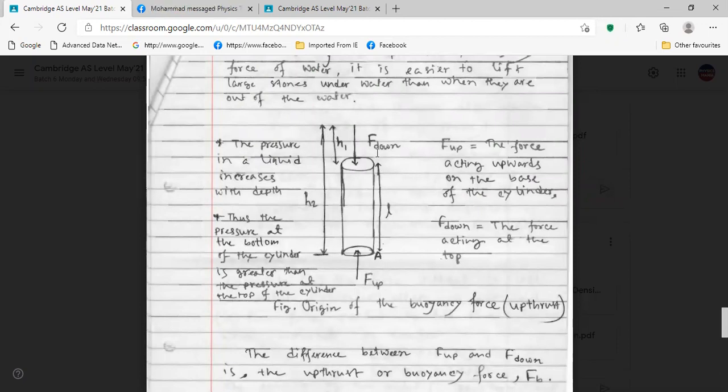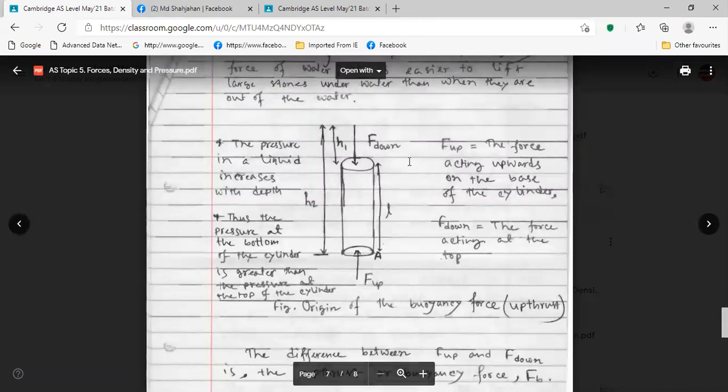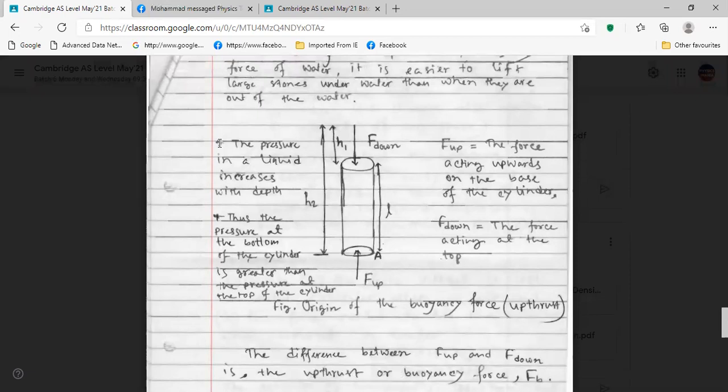Yes, sir. There is one force working downwards and one force working upwards, that is F up and F down, right? So here we have some points. The pressure in a liquid increases with depth. This one we know already. Thus, the pressure at the bottom of the cylinder is greater than the pressure at the top of the cylinder. So this information we got.